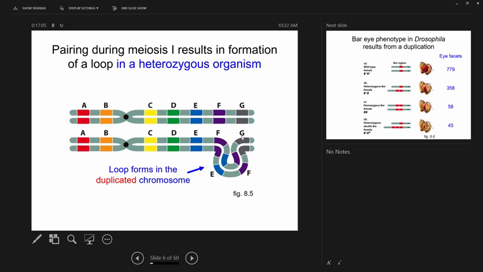Now, when we talk about deletions, you're going to get a loop forming like this as well, but in this case, when you have a duplication, the chromosome with the loop has the duplication in it. When we get to deletions later, the chromosome with the loop is going to be the normal chromosome, because the chromosome with the deletion is going to be missing some sequence. But we have to talk about some other stuff first here.